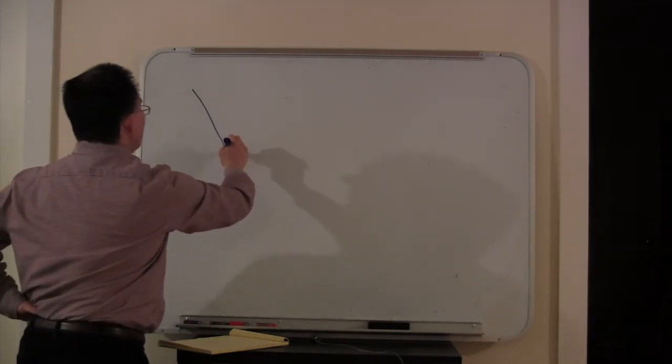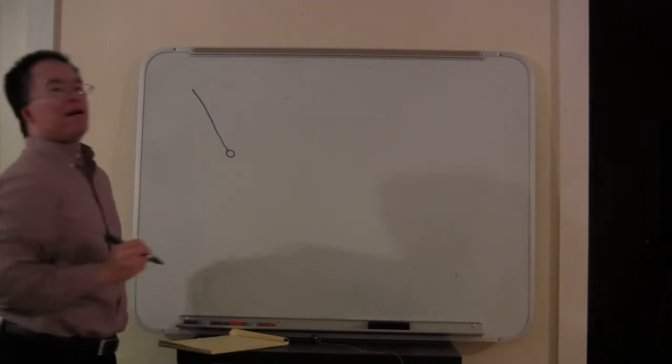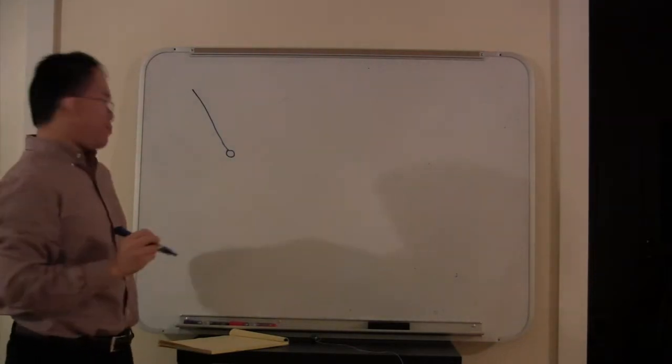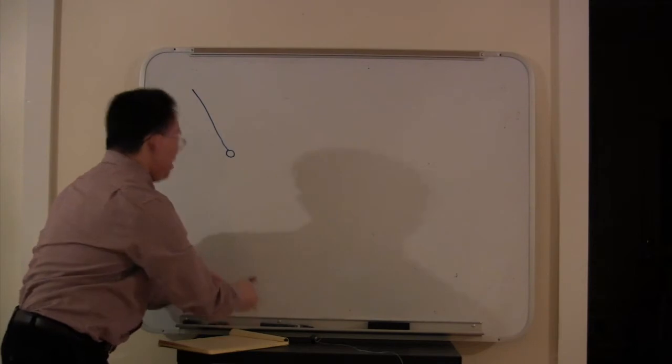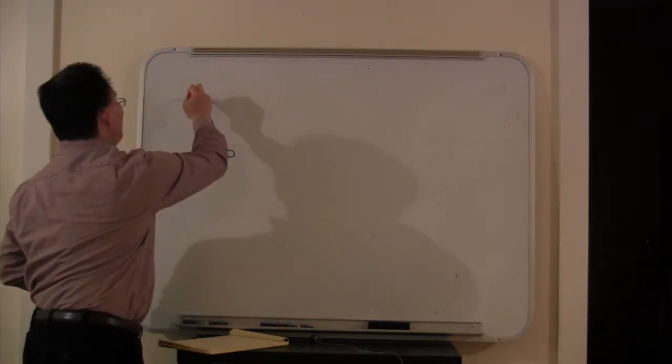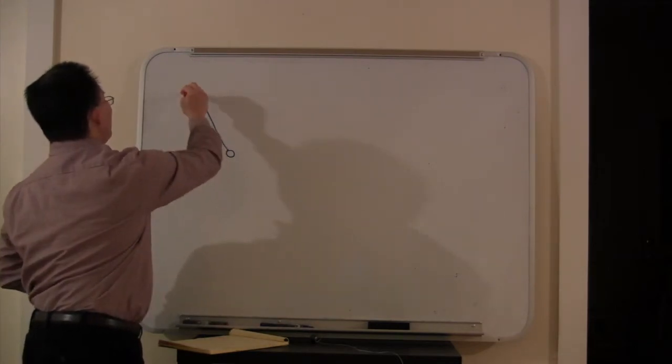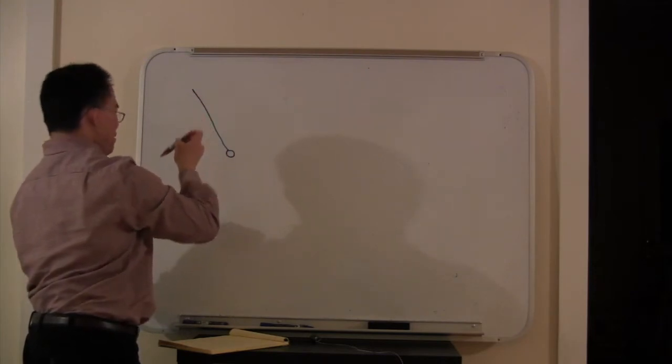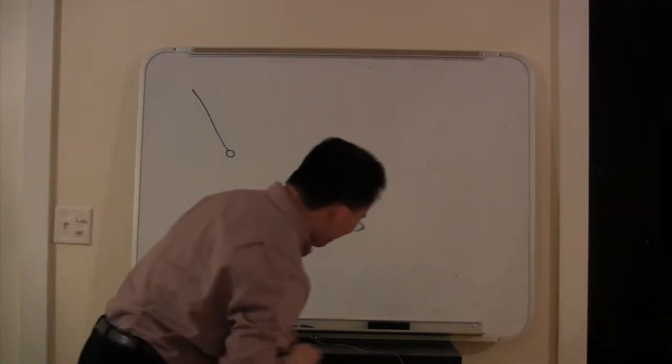So here's my string and my bob. I'll draw a dashed line to denote the vertical here. Oh, my marker died. I'll grab another marker.